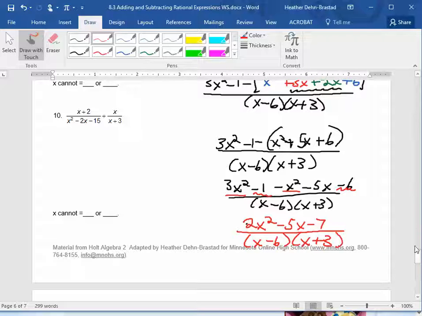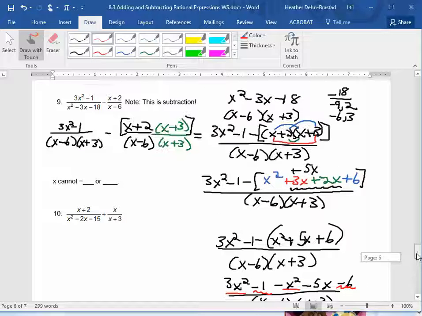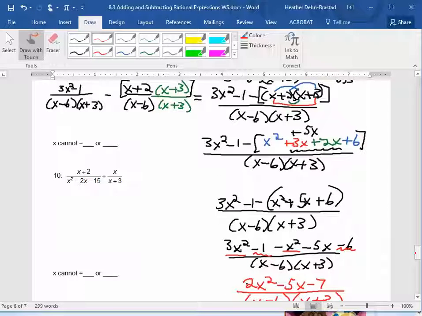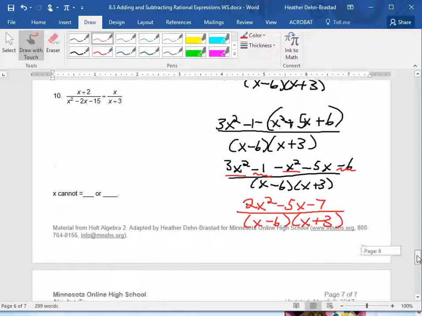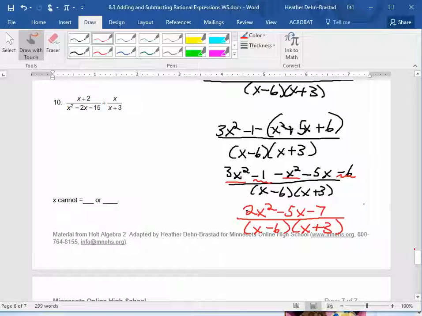Now this took up some considerable space. If you're going to do this by hand, you may want to hit enter a few times. I left quite a bit of room, but not enough, obviously, for my pen tool to write this. And then I would still have to say that x cannot equal 6 and x cannot equal -3, because then I would get a 0 in the denominator, and that's undefined.